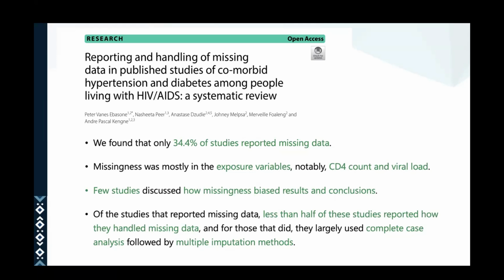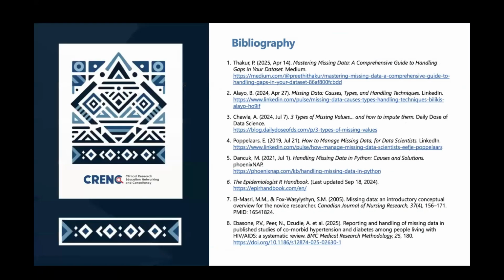And of all the studies that reported missing data, less than half of these studies reported how they handled missing data. So it does not suffice only to handle it, but you must also report it very well. Most people, as you would expect, use complete case analysis, and only about 5 studies, which is less than 10%, had used multiple imputation. So I think this is a very strong takeaway that we should take handling and reporting of missing data very, very seriously.